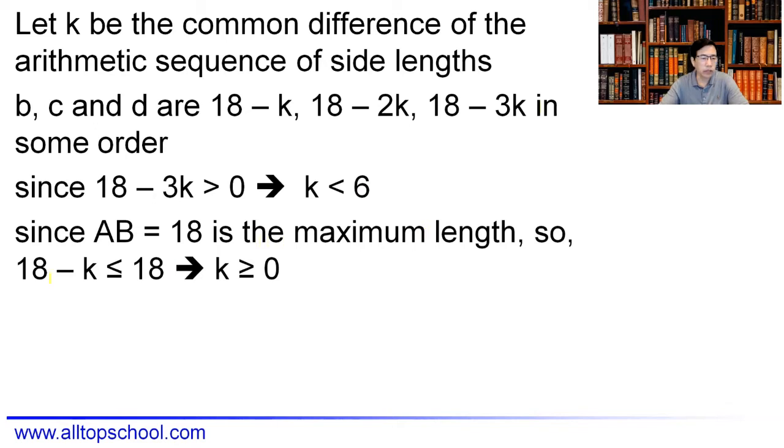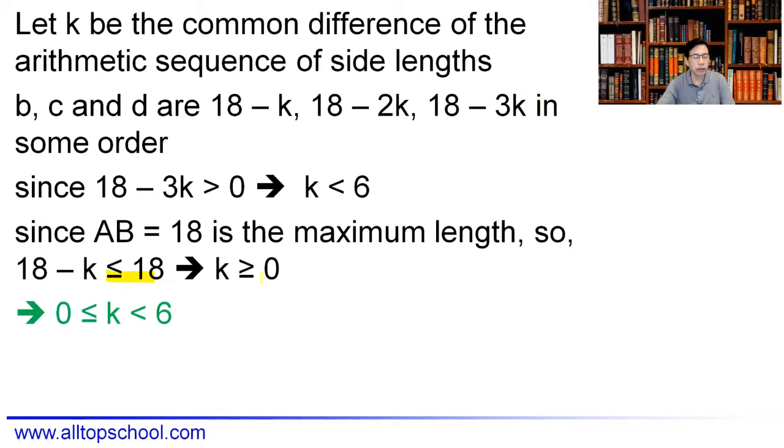So the longest length, 18 minus K, has to be less than or equal to 18. Among these three sides of this A, B, C, D, the longest one, 18 minus K, will be less than or equal to 18 then, okay, like this. So we can find the lower bound of this K. So now we get a very few values for K, the common difference.